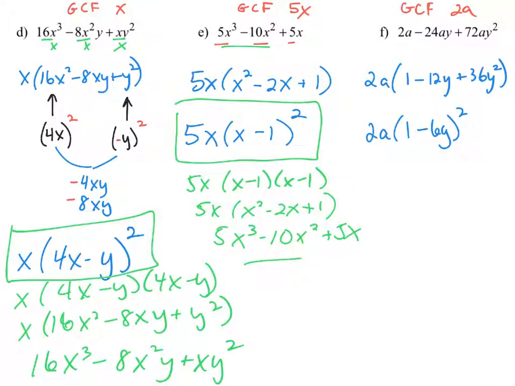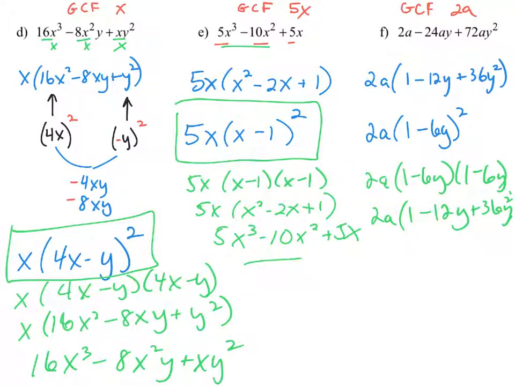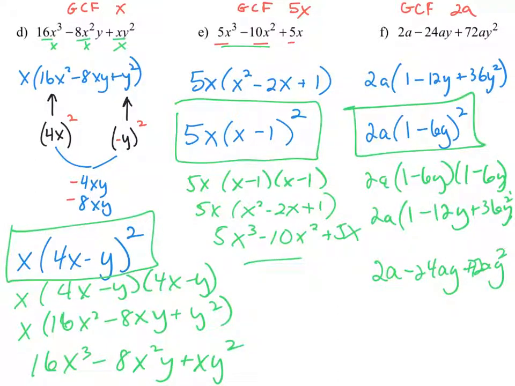You can double check that by multiplying out the 1 minus 6y quantity squared, 1 minus 6y times 1 minus 6y. And then we have the FOIL step: 1 minus 6y minus 6y is minus 12y plus 36y squared. And then finally distributing back that 2a that was our original GCF, and we would get 2a minus 24ay plus 72ay squared. So our answer in factored form is 2a times the quantity 1 minus 6y, that entire quantity squared.